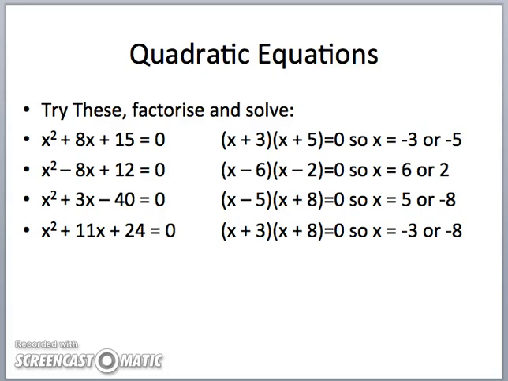So now we've solved some quadratic equations by factorising the expression and then setting the factors equal to 0 and writing down the answers to the factors. That's one way of solving equations. There are other ways, but for foundation level, this is as far as you need to go.